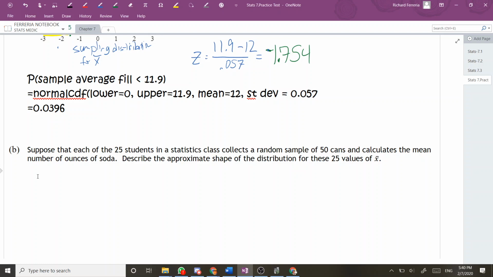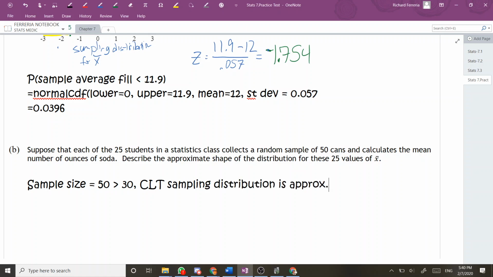So we're actually making a sampling distribution. It's not the complete sampling distribution, but it's close. It's a lot of them. So we have a sample size. Sample size equals 50, which is greater than 30. So CLT says the sampling distribution is approximately normal. That's our shape.